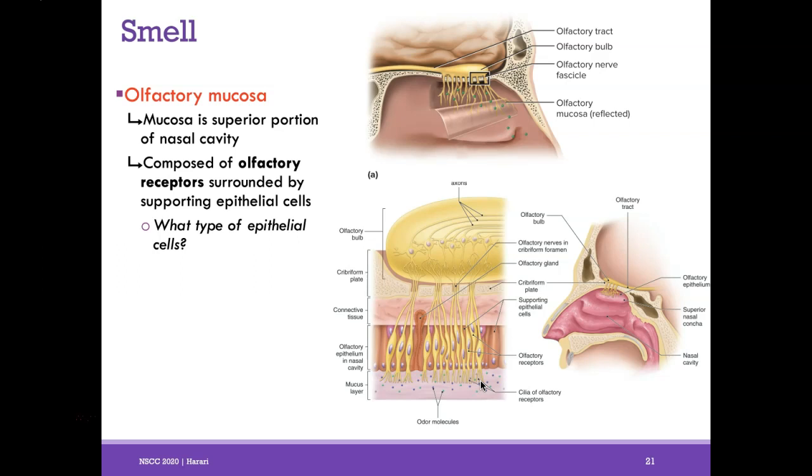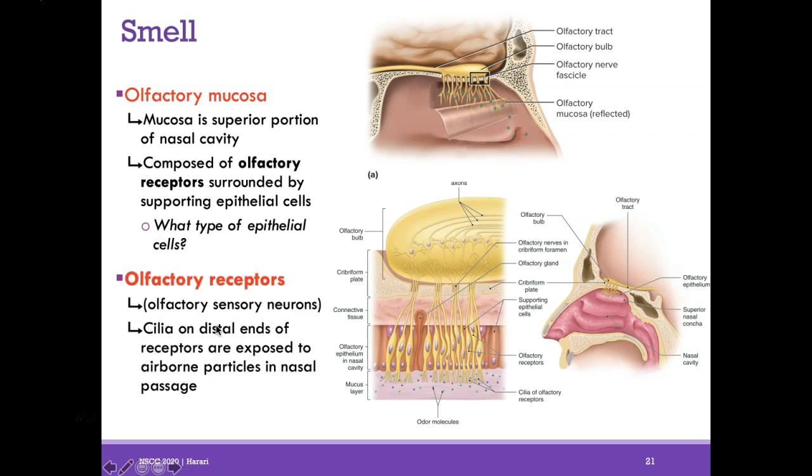So we have the olfactory mucosa. Only part of the mucosa has these receptors though. So not the entire mucosa has olfactory receptors. The olfactory receptors are only in some part of the nose. And again, we have these special receptors that have the cilia that are exposed to the particles in the nasal passage. So the olfactory receptors are also called olfactory sensory neurons because they're feeding directly to the central nervous system. This is the brain. This is the cranial nerve that feeds into the brain. So this is the direct route, this sensory neuron.